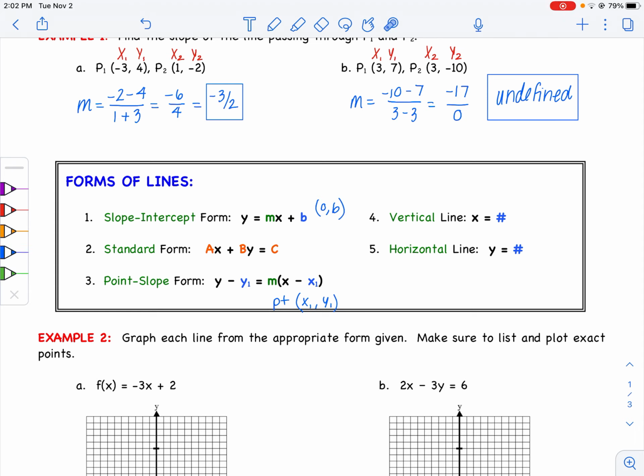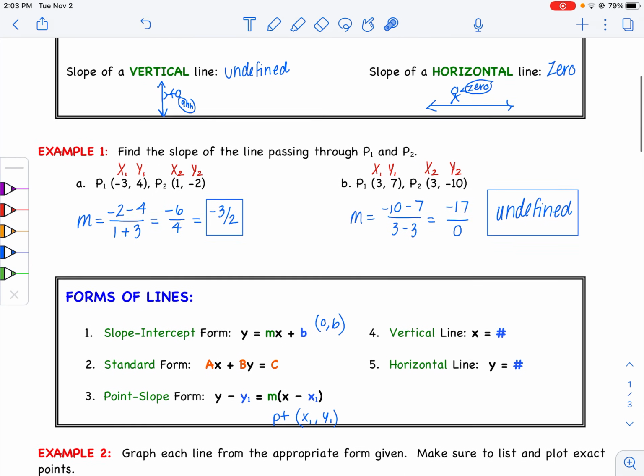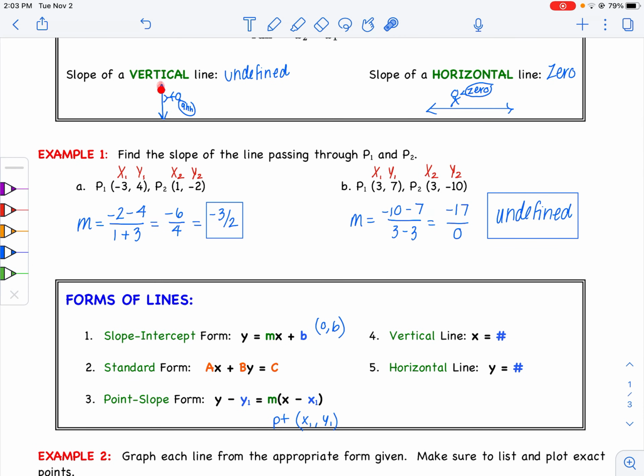For a vertical line, let's go back up here. A vertical line is going up and down. So all we know is that they have the same x value, so x equals that number. And a horizontal line is y equals, so that y value would be that number.